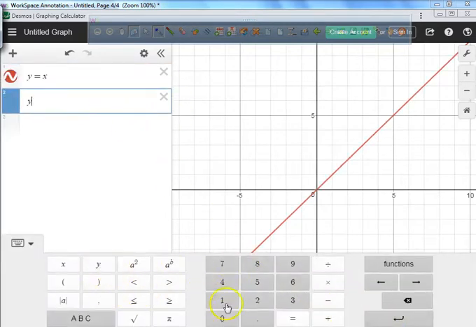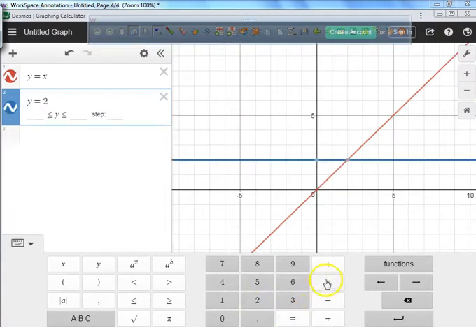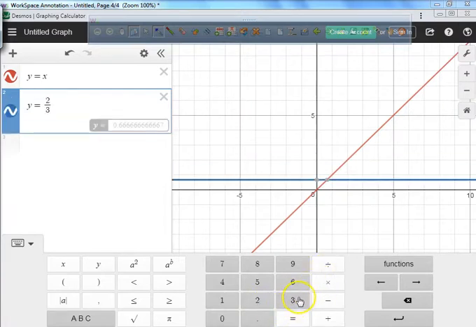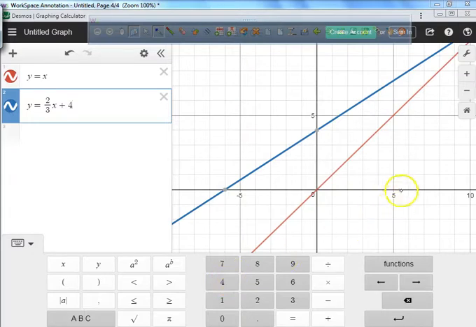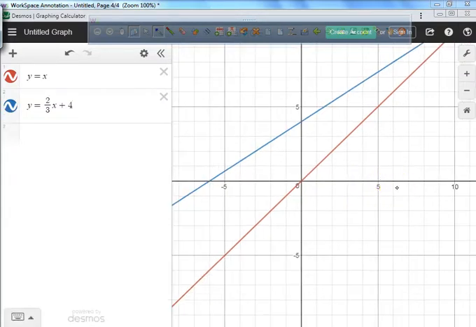Type in y equals 2 divided by 3. Now here's the important part. You gotta hit the right arrow to get to the x. And what are we going to do? We're going to add a 4.